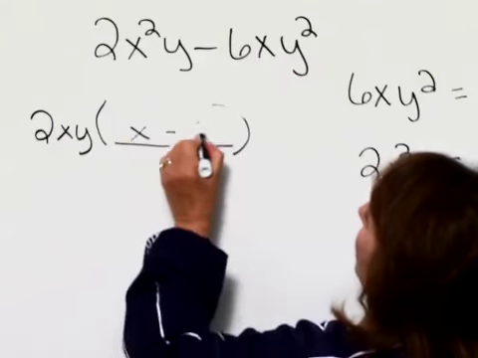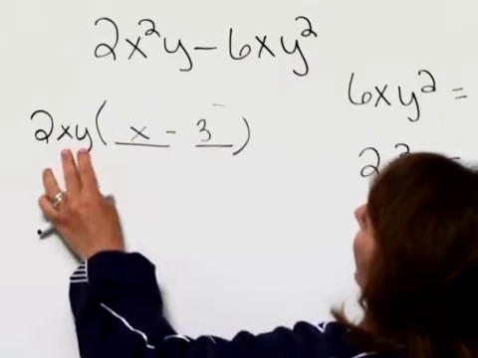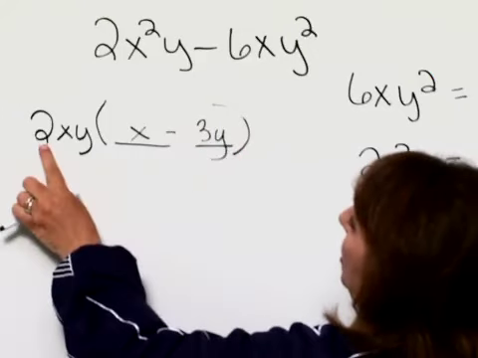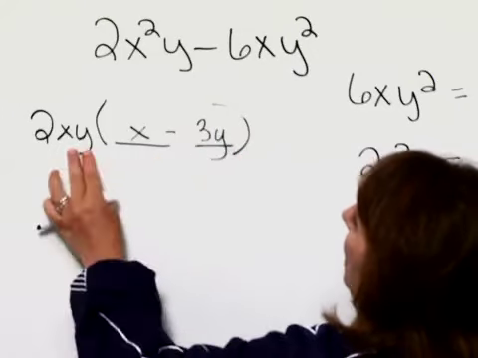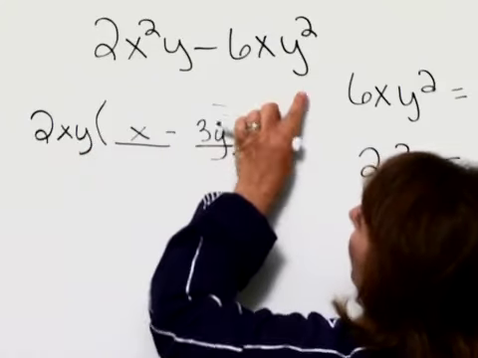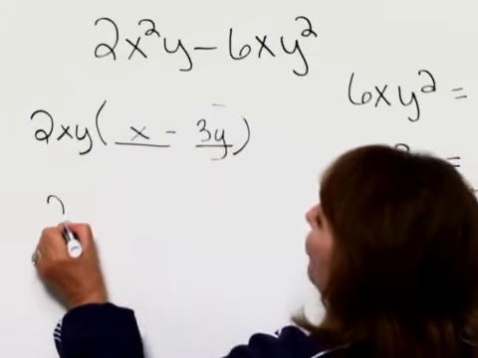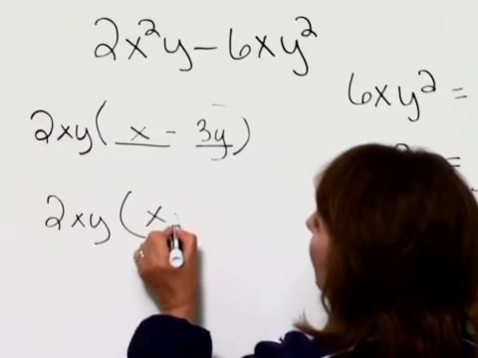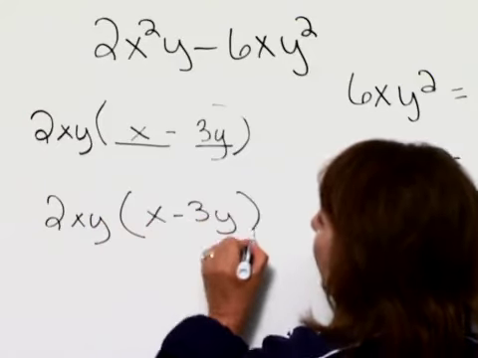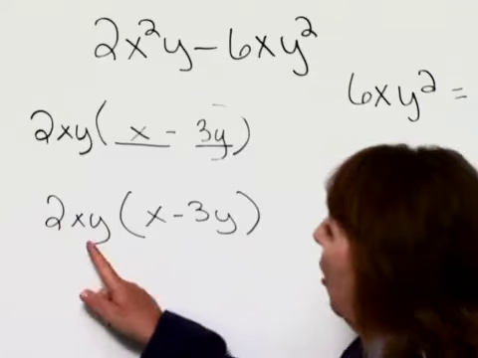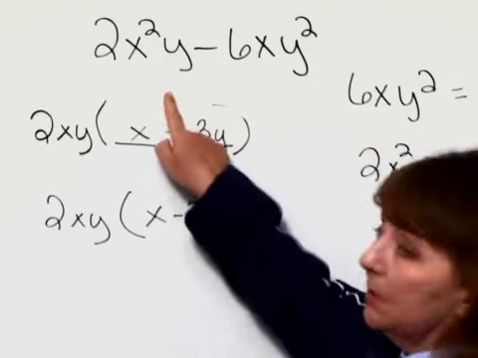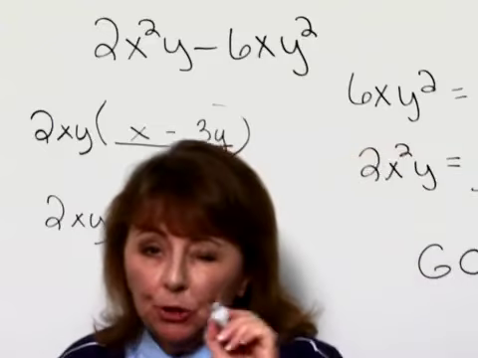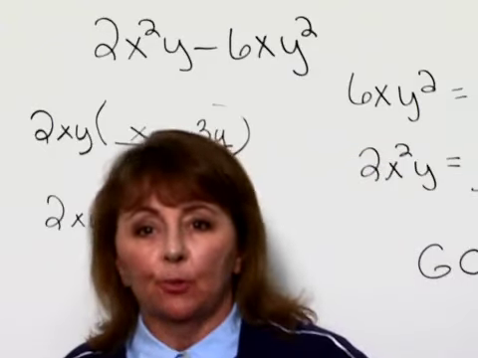We have to multiply the 2 times the 3. We have xy squared, so we need a y here. And again, check. 2 times 3 is 6. Xy times y is xy squared. So factoring, we have 2xy times x minus 3y. Now remember, always double check your product to make sure it equals your original term, and be sure you find the greatest common factor correctly.